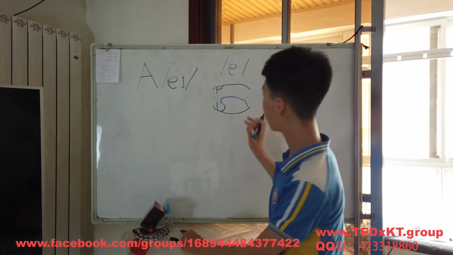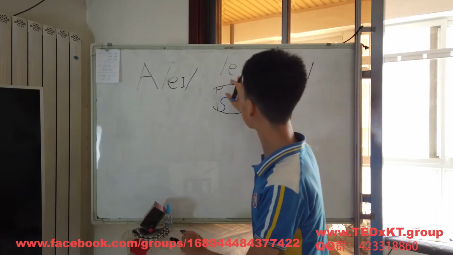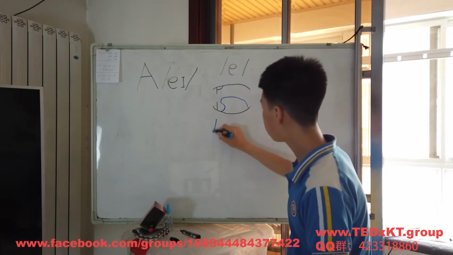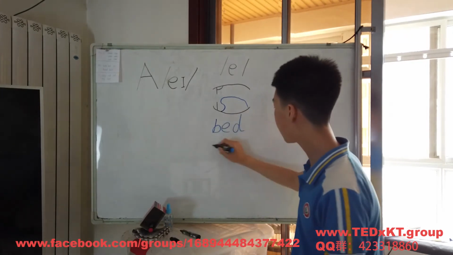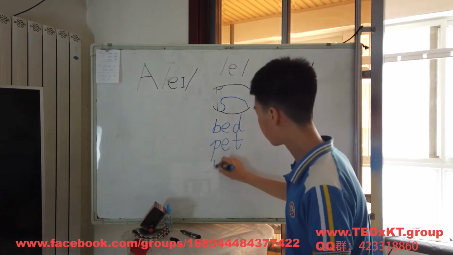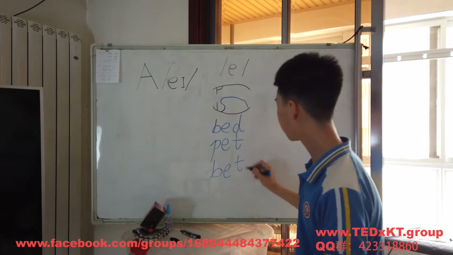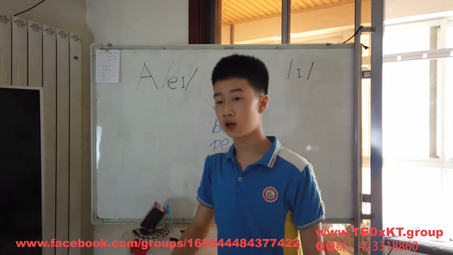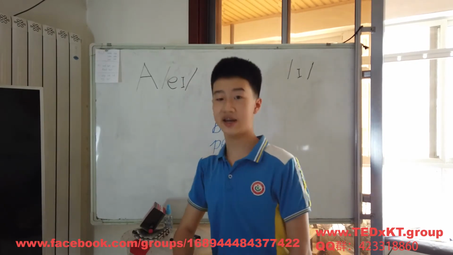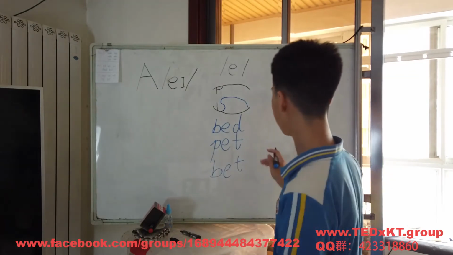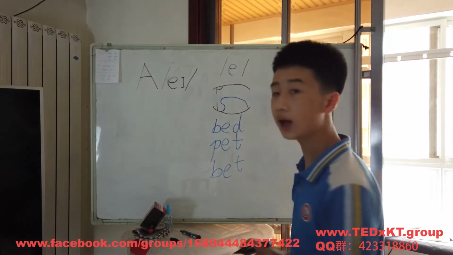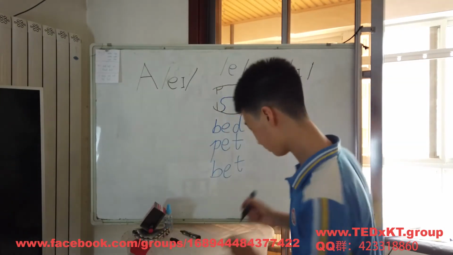We'll show you some words that use this phoneme. So, bed, pet, and of course, bet. Let's try to pronounce these three words. Repeat. Bed, pet, bet. So yeah, there you go. These are the words that use this phoneme. If you want, just repeat after me again.